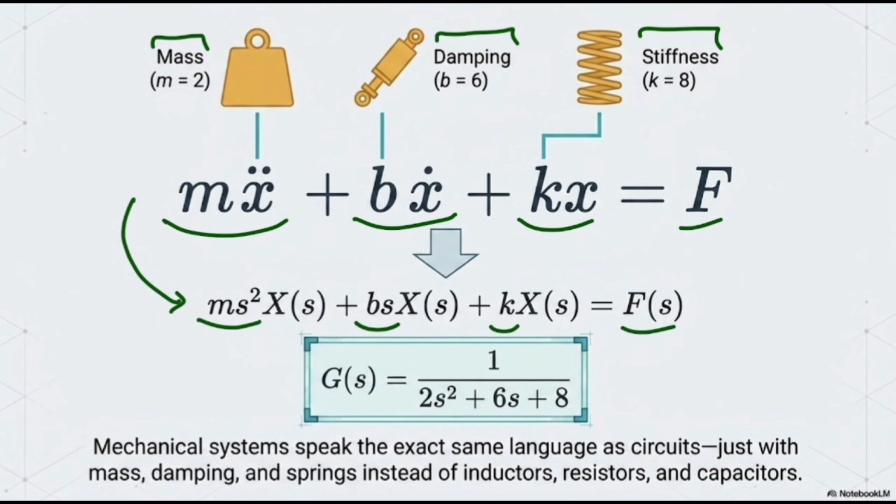F of s is your force, your input, and the relationship between output and input is going to be something like this. Obviously, by finding the poles of the denominator, you can see whether your mechanical system is going to be stable or not. So as we just saw, the mechanical system speaks the exact same language as RLC. The only thing that changed is that instead of resistor, inductor, or capacitor, we have mass, damping, and stiffness.